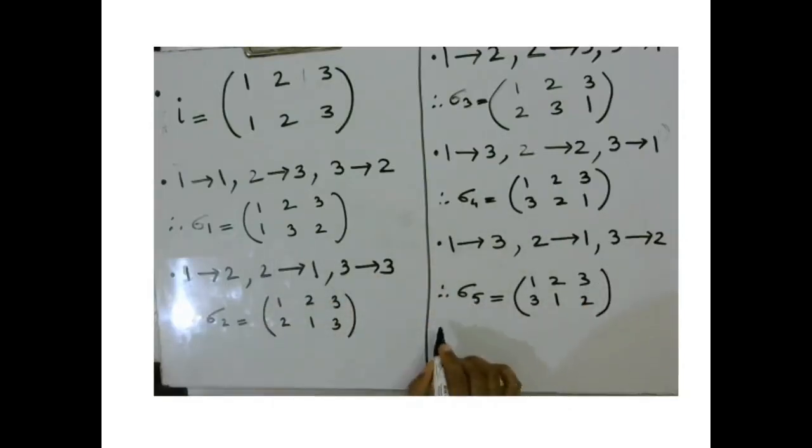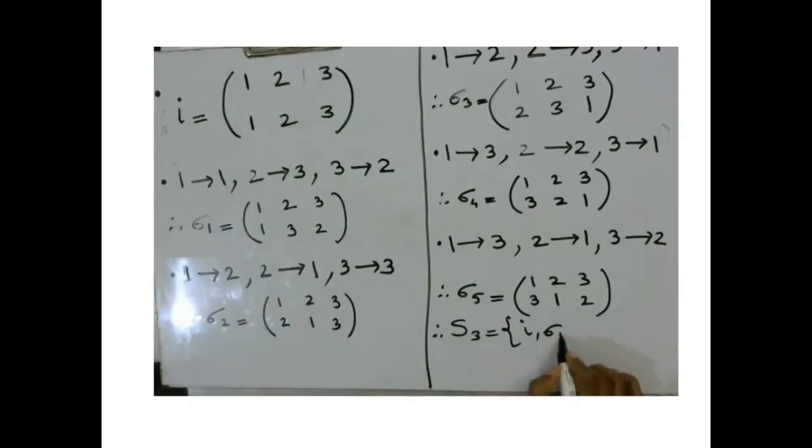And therefore we have considered all the 6 permutations of S3, and therefore S3 contains these 6 permutations: identity, sigma 1, sigma 2, sigma 3, sigma 4, and sigma 5.